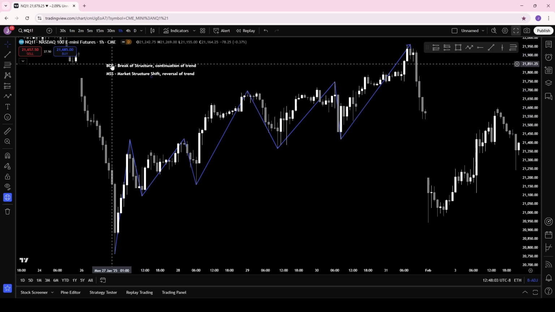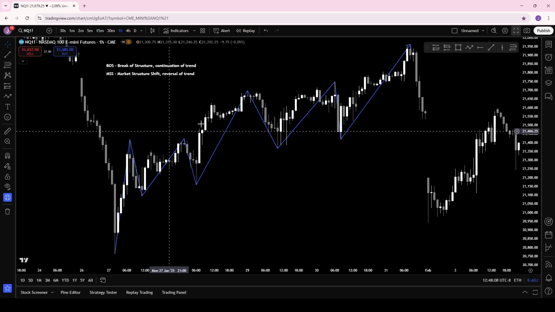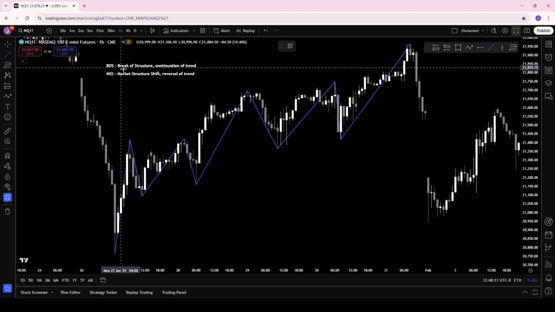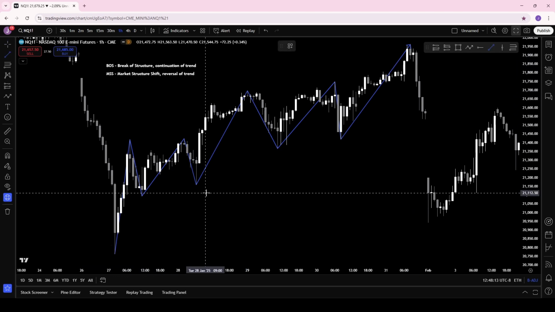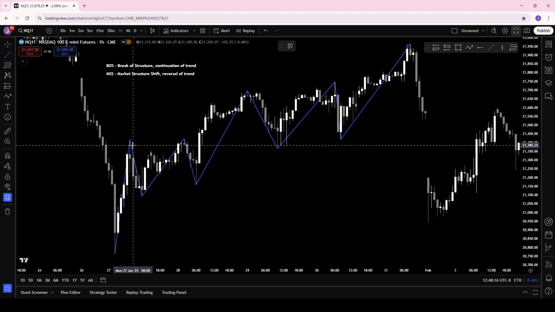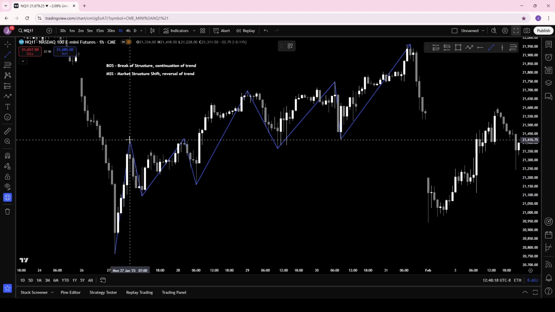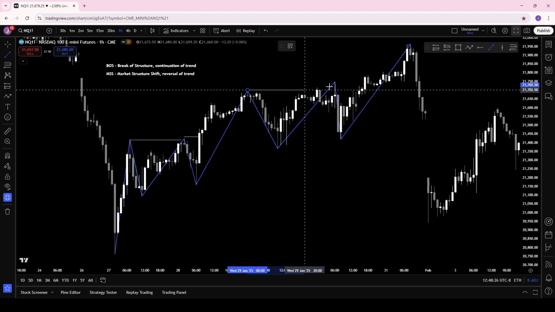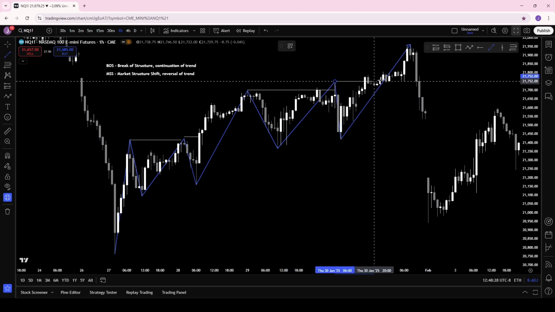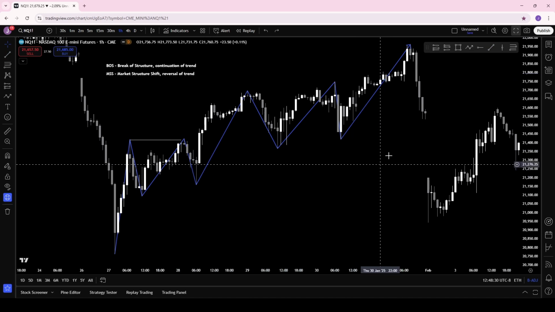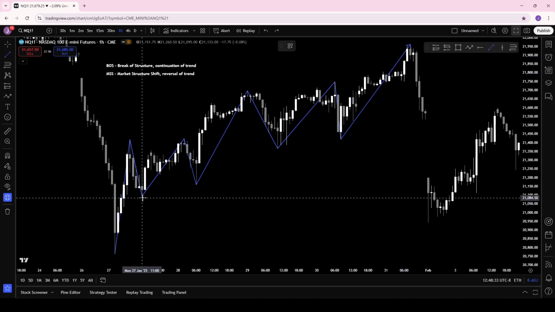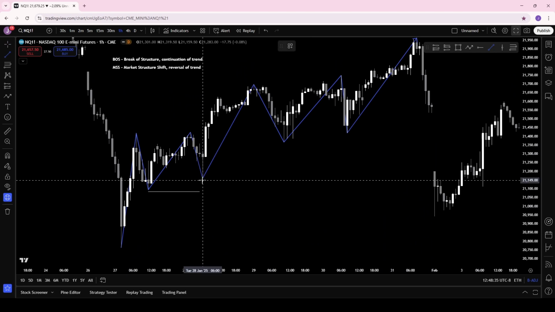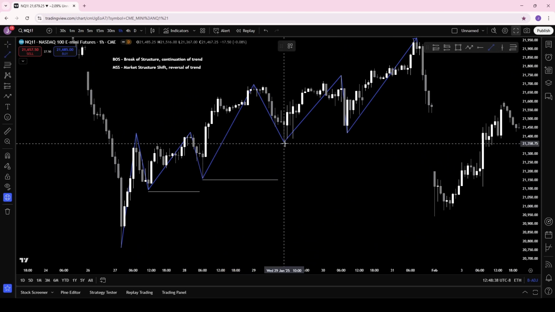Next I want to move on to break of structure and market structure shift. BOS is the continuation of trend, so you want to see higher moves. BOS is a break of structure, so you're looking for some sort of structure that's being broken. For example, these highs are being broken, and these highs are being broken. So are these, and so are these. These are all breaks of structure. And notice how the lows are never taken out. That is a good sign of a continuation of trend.